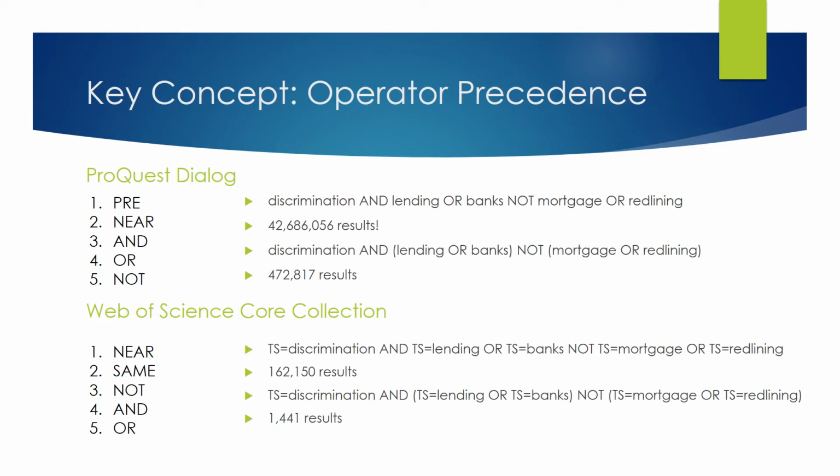When I inputted this search string into ProQuest Dialog, I got 42,686,056 results. So, just a few. Okay, now let's look at Web of Science.